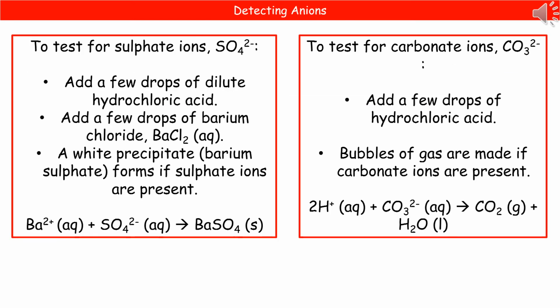The next 2 tests we're going to look at are ones to detect anions. So if we want to detect if sulfate ions are present, then we add a few drops of dilute hydrochloric acid, then a few drops of barium chloride solution, and if a white precipitate forms, then we have sulfate ions present. If we wanted to test for carbonate ions, we add a few drops of hydrochloric acid, and if bubbles of gas are made, then we've got carbonate ions present.